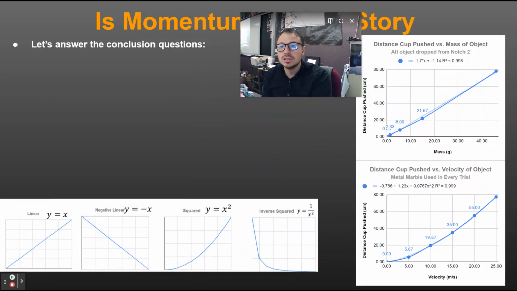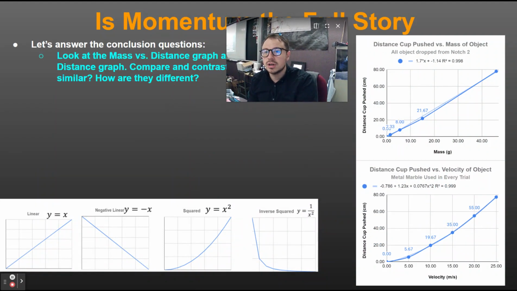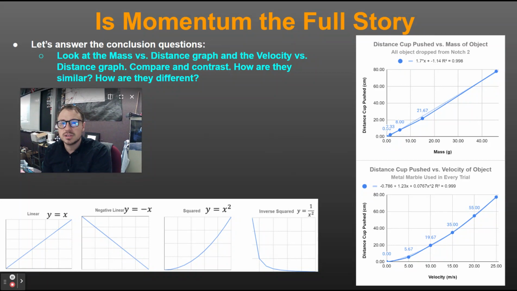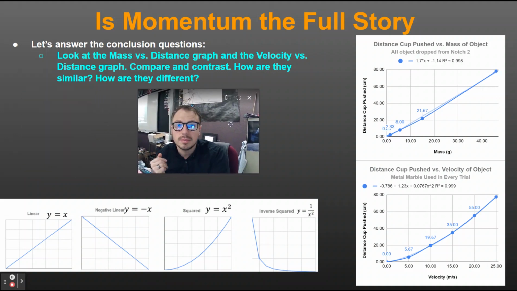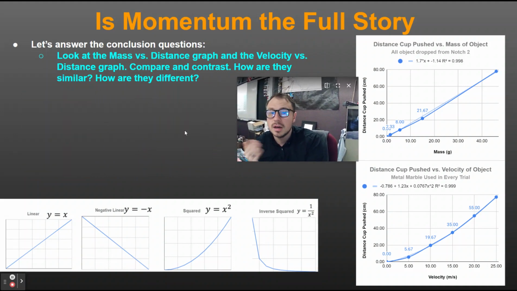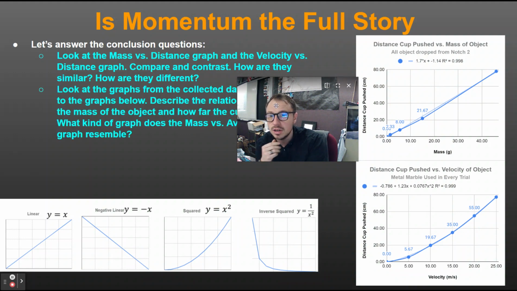So let's look at some of these questions. So look at the mass versus distance graph. That's the one on top. And the velocity versus distance. Well, how are they the same? How are they different? They're both going in a positive trend. I increase the mass and I increase the velocity. The distance that cup is pushed is going to go up. They're different because one is a linear graph and the other appears to be curved.